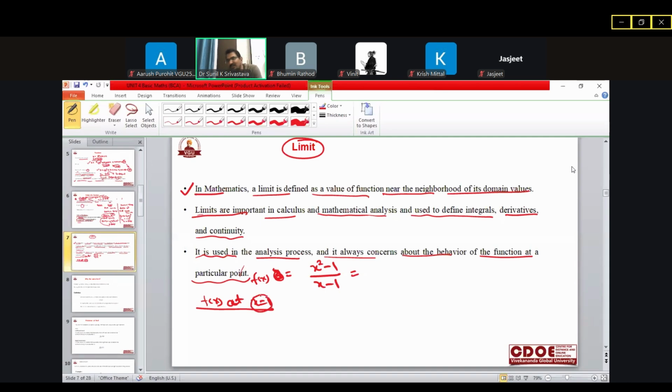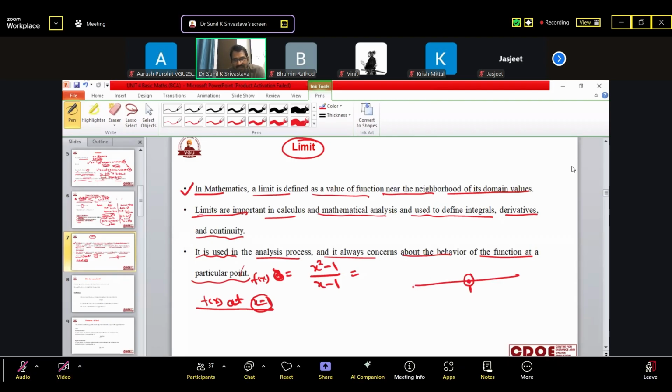In the previous slides, I discussed how to calculate the value of a function at any point. You just put the value into the expression and find the result. How do we find the value of the function at x is equal to 1? Suppose this is the line, and this is the point 1. So what is the value of the function at this point? How do we calculate this?